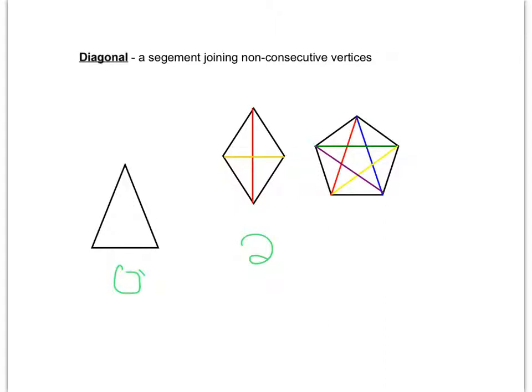In a pentagon, we're going to find there are 5, and let me show them to you right here. There is 1 in green, 2 in purple, 3 in red, 4 in blue, 5 in yellow, and you can see now we already counted this green one, this blue one and the purple one, and we already counted the yellow one and the red one. So there are 5 diagonals in a pentagon.